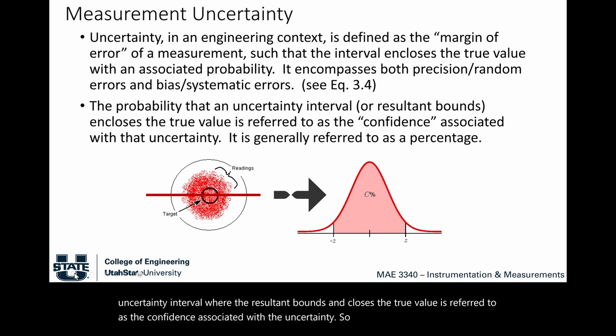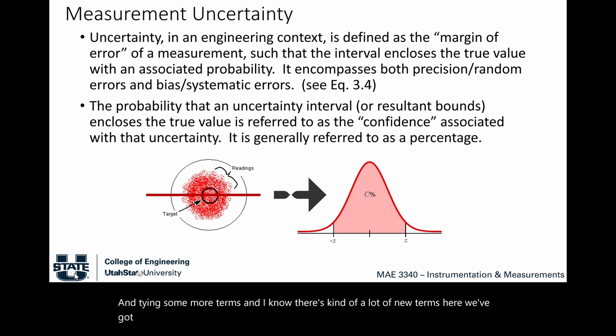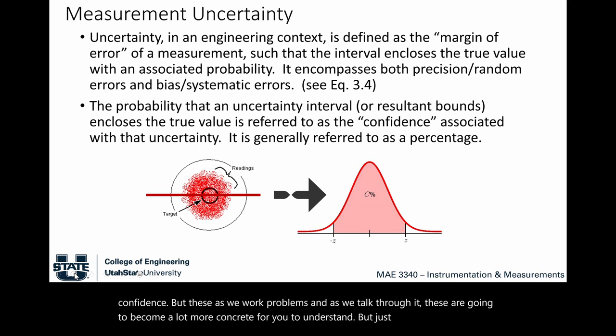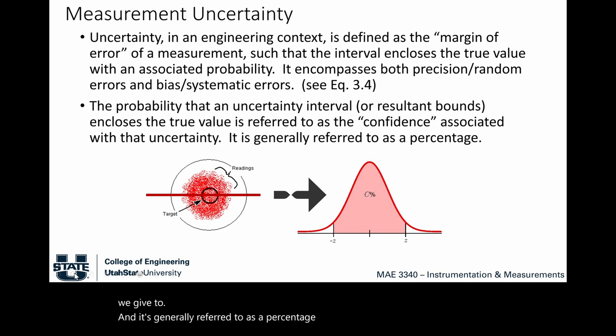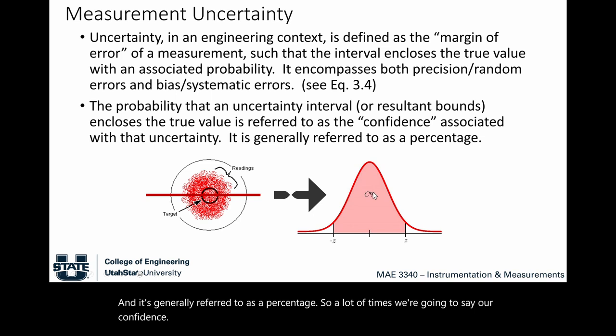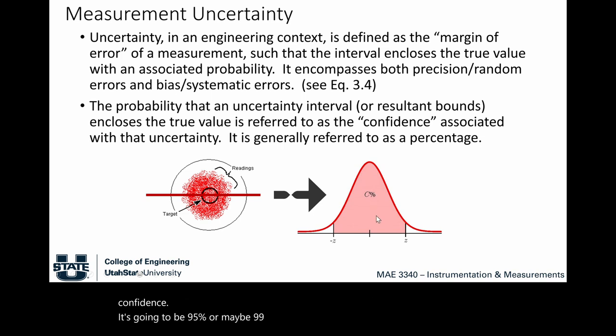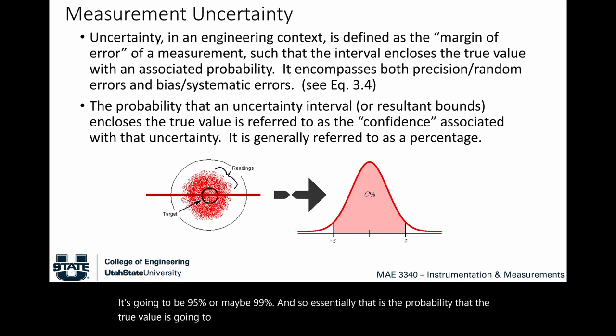So confidence and probability, we're tying together some more terms. And I know there's a lot of new terms here. We've got precision/random, we've got bias/systematic, and now we have probability/confidence. But as we work problems and talk through it, these are going to become a lot more concrete for you to understand. Just think of confidence as the probability that something is going to occur within that range that we give. And it's generally referred to as a percentage. A lot of times we're going to say our confidence is 95% or maybe 99%. Essentially that is the probability that the true value is going to fall within that range.